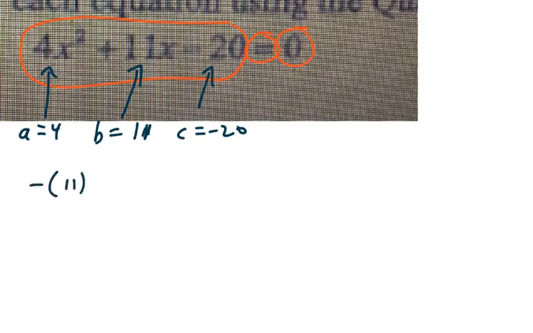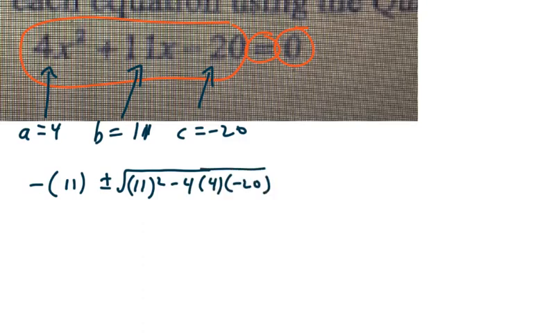So, I know that my a is 4. Whatever's with the squared term is your a. I notice right here my b is 11. I notice right here my c is negative 20. Very important you keep track of your signs, guys. You miss one sign, you're going to get messed up. So here we go. I'm going to do the negative of the b being 11, plus or minus the square root of b squared minus 4 times a times c, all over 2 times a.